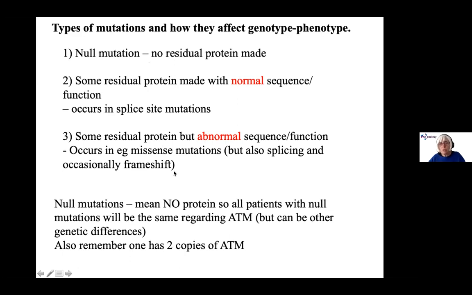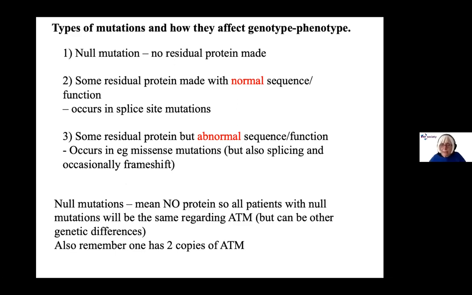Now, null mutations mean that you're not making any protein. So all patients with null mutations should have a similar phenotype. That means a similar age of onset. We know it's not identical. There's something stochastic about when you're going to get ataxia, but at an absolute level, any patient who's got no protein should show similar features overall to another such patient, and any differences will be due to the differences in those individuals.